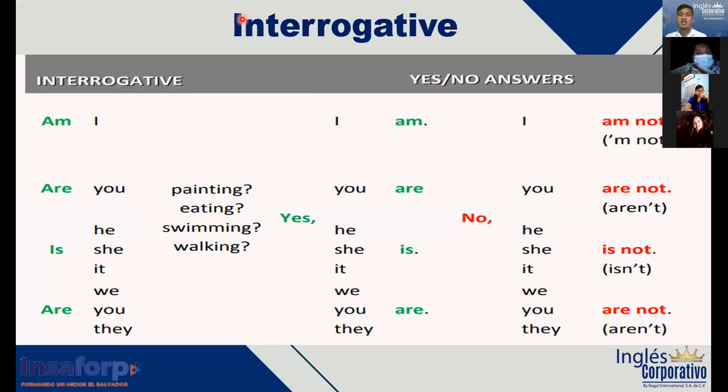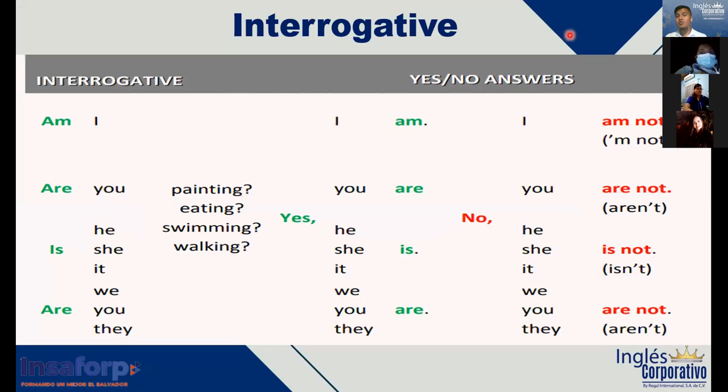You can also say, no, I'm not, or no, I am not. No, you are not, or no, you aren't. No, he's not, or no, she's not. No, it is not, or no, it isn't. So it's very important to understand that.